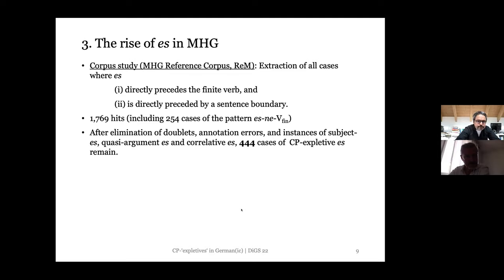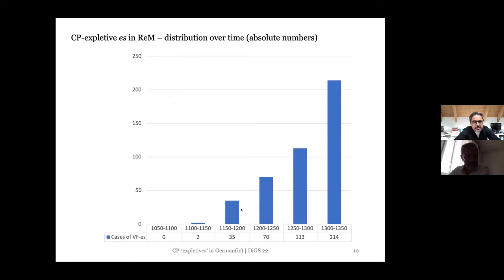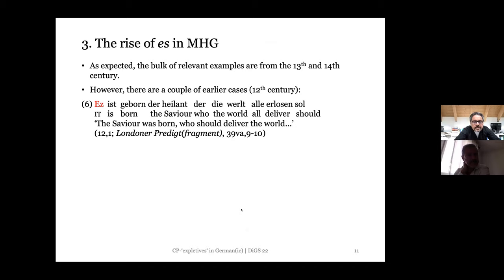And if we take a look at the time course of this development, we can see that the bulk of relevant examples is from the 13th and 14th century, basically in line with the standard view in the literature. However, we can see that there are also a couple of early examples from the 12th century. Here you can see one of these early examples dating from the first half of the 12th century, a passive clause with a post-verbal subject where the initial position is occupied by S, clearly an instance of an expletive use.